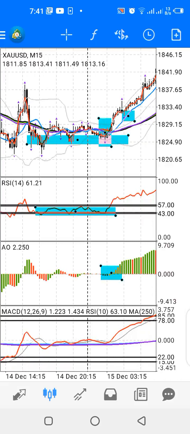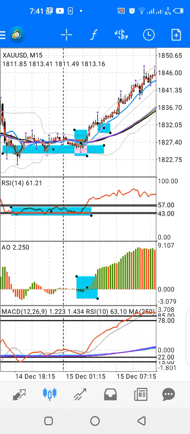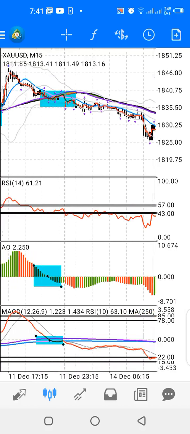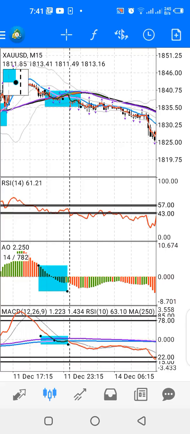Now on the indicator window 2, when you have a cross above the 0 level and you start to see development of green bars above the 0 level, that's your signal to buy. At least wait for the first 3 green bars, 1 2 3, then you buy. And then when you have development of red bars below the 0 level, that's your signal to sell.